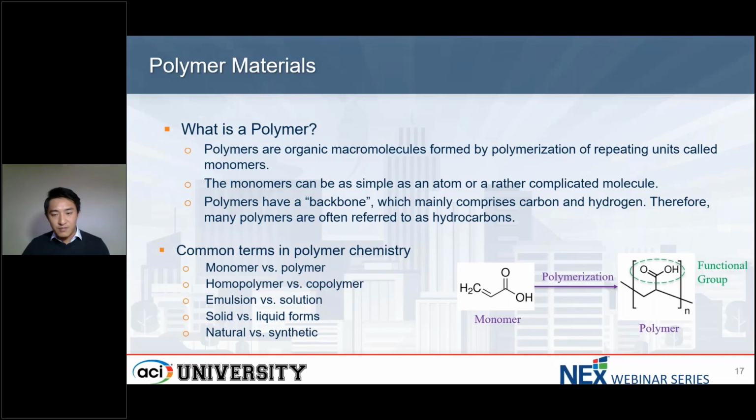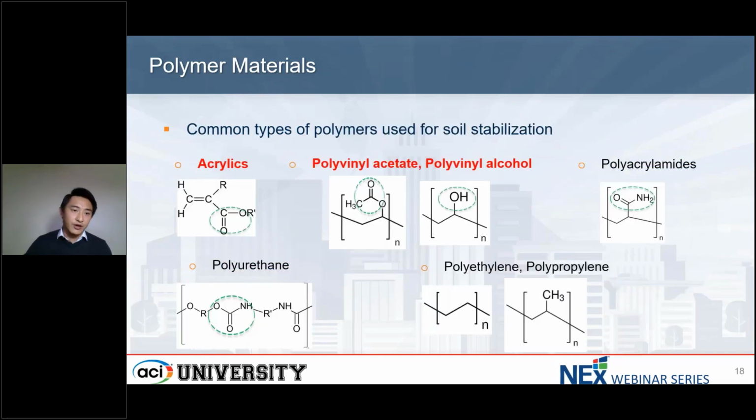And a lot of other polymers have solid forms. It's good to know what forms we have so that we know how we will apply them later on in our research or in field practice. Also, polymers can be naturally occurring or synthetic products. Most of the polymers that we talk about here today are synthetic polymers.